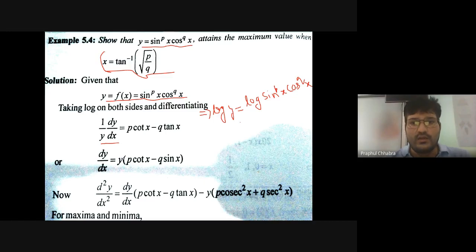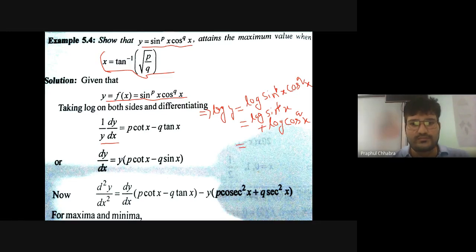ठीक है. अब अगर हम log की प्रॉपर्टी लगाएं, तो log की प्रॉपर्टी से इसको हम क्या लिख सकते हैं? log mn is equal to log m plus log n. तो हम इसे सेपरेट कर देंगे. That is log sin raised to the power px plus log cos raised to the power qx after applying the property of log. ये हमने सेपरेट कर दिया.